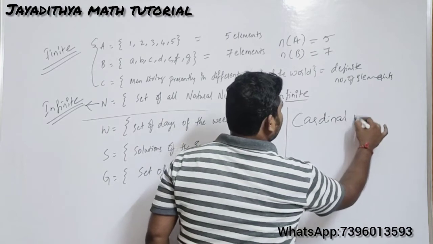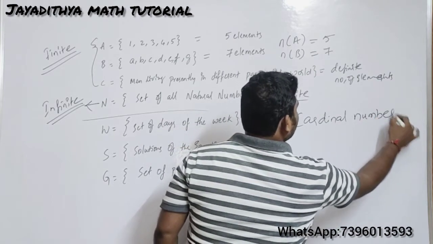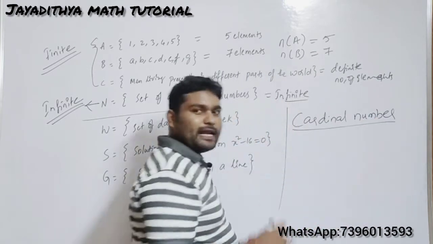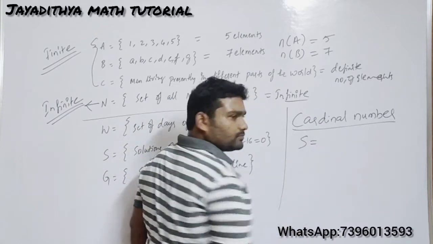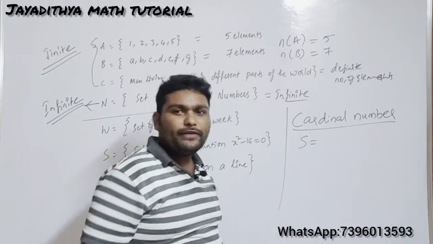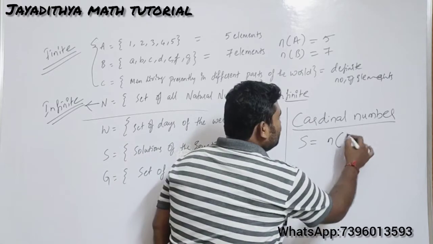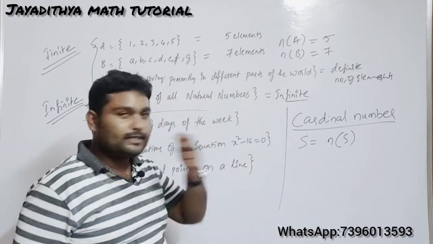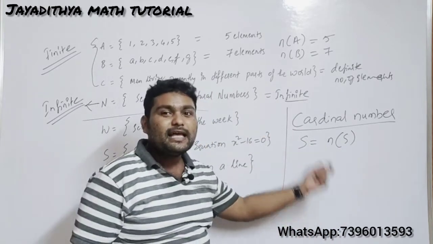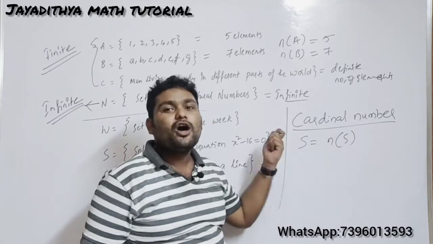Cardinal number. It is simply represented like this: for example, there is a set S. If you want to find out the number of elements in set S, you can show it like this: n of S. N of S is nothing but the cardinal number of a set.